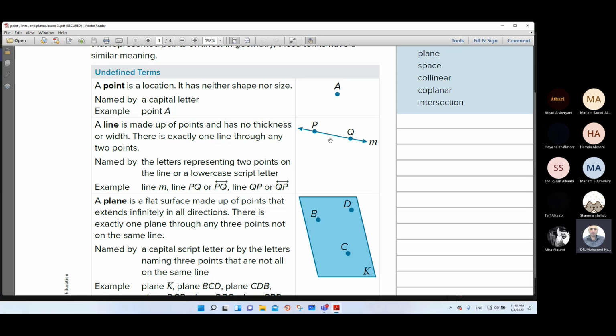So for example, how to name this line? We can write line M, or line PQ, or this sign means line. When you see this sign, it means line PQ, or line QB. So we have many methods to name the line.